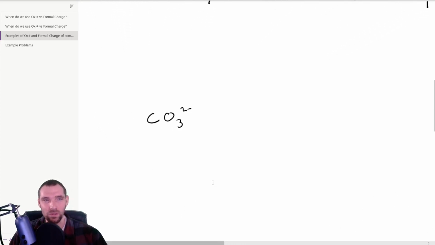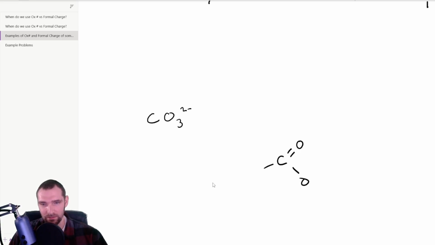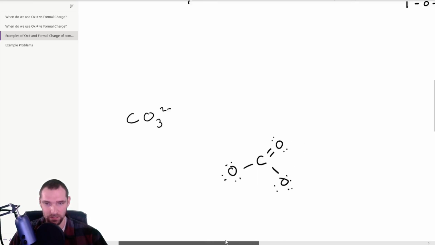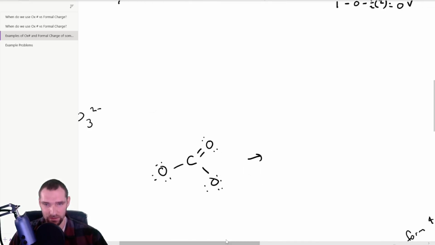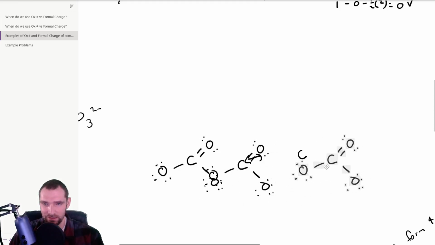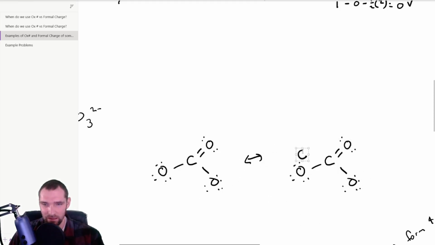One thing that's worth noting, just briefly, is that resonance also comes into play here. So this structure right here is a resonance structure. It is very stable. If you look at the formal charges on this thing, they're all 0. But you can also have essentially the same molecule, but slightly different, where you have the double bond on this guy right here.